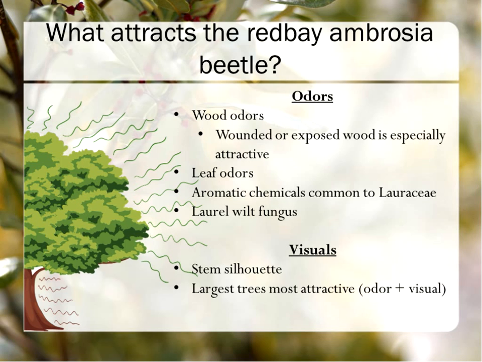So what is the redbay ambrosia beetle attracted to? That's a good question. The first thing is odors. They don't have a really good sense of sight, not like humans where they can pick out trees from afar. They rely on these odor plumes. And one of the most powerful to them comes from the wood. Now there are many specific compounds they're attracted to, and they're very conserved within the family Lauraceae.